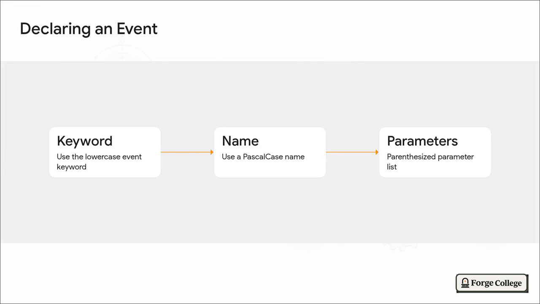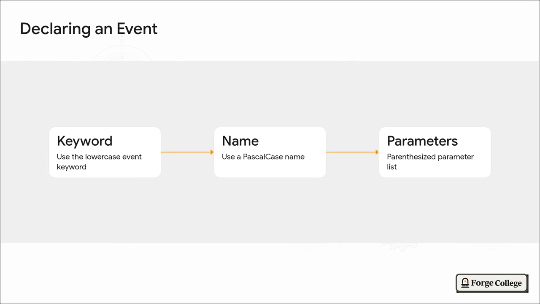Declaring an event is pretty straightforward, though. It just takes 3 simple steps. First, you use the lowercase event keyword. Second, you give it a name, and by convention, we use Pascal case for this, like TokenTransferred with capital letters. Third, you open your parentheses, list your parameters, and then finish it all off with a semicolon.